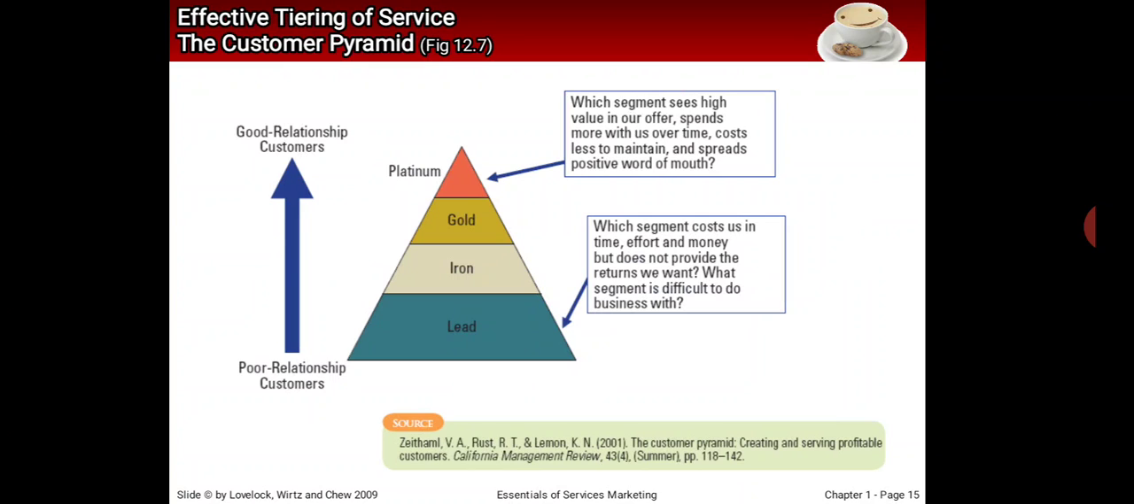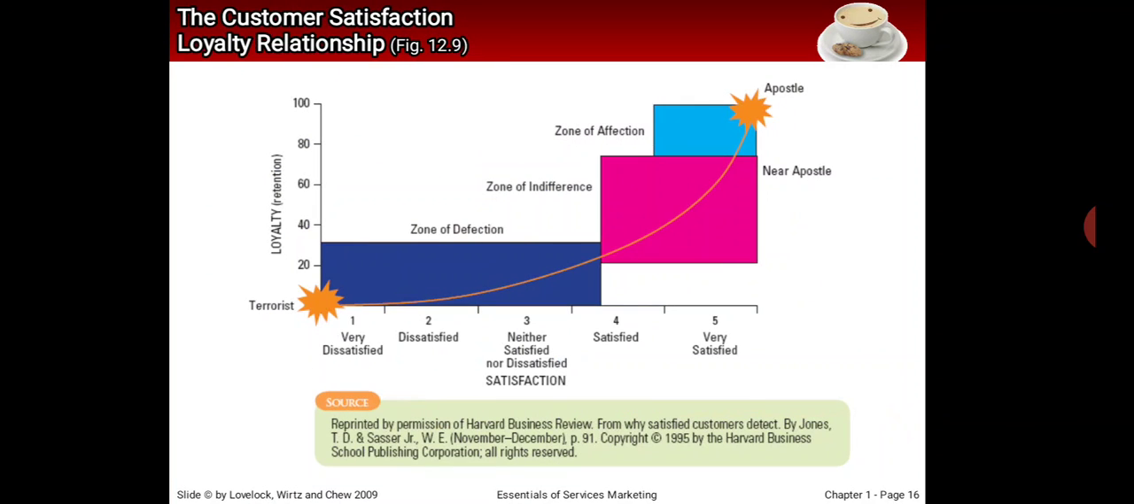Effective tiering of services, the customer pyramid. Here we try to identify types of customers, including platinum customers who have a strong relationship with us, then gold, iron, lead. It means we have to tier the whole target segment into different slabs, different tiers, right? And accordingly we have to define a strategy to serve them.